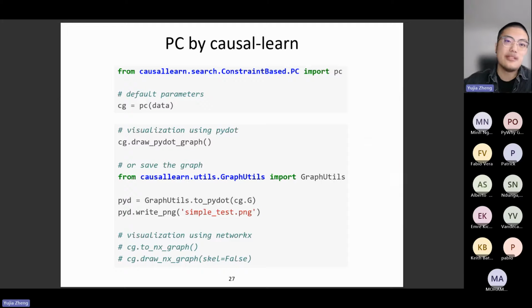So yeah, PC, of course, is included in causal-learn, and it's very easy to apply. We first import PC, and then we input our data into the PC function. The data here is nothing but a NumPy array, so it's pretty standard. Then we get our causal graph, CG, and we have a one-line function, draw PyDot graph, to visualize the output, or we can just save the graph using whatever method you prefer.